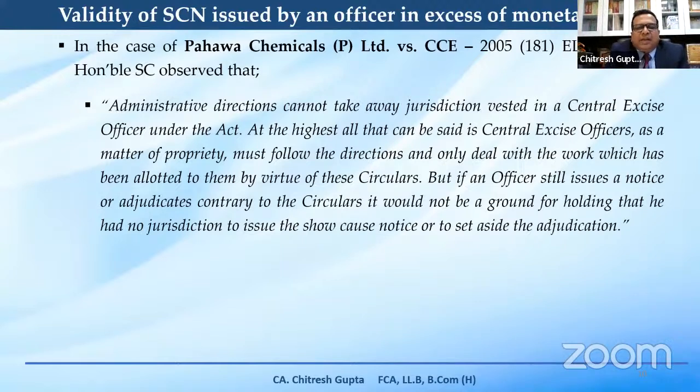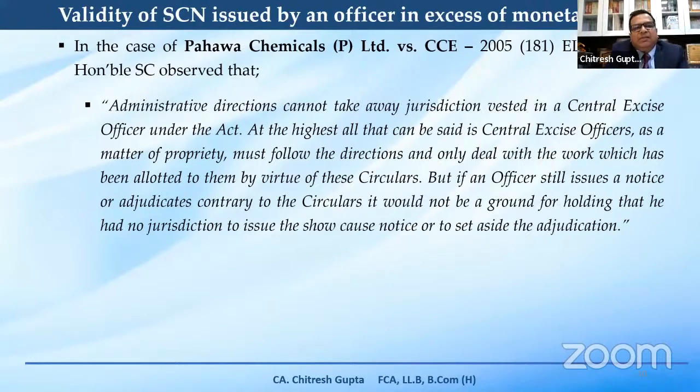And in this case, the Honorable Supreme Court held that the administrative directions cannot take away jurisdiction vested in the central excise officer under the Act. At the highest, all that can be said is that central tax officers, as a matter of propriety, must follow the directions and only deal with the work which has been allotted to them by virtue of these circulars. But if an officer still issues a notice or adjudicates contrary to the circular, it would not be a ground for holding that he has no jurisdiction to issue the show cause notice or to set aside the adjudication.